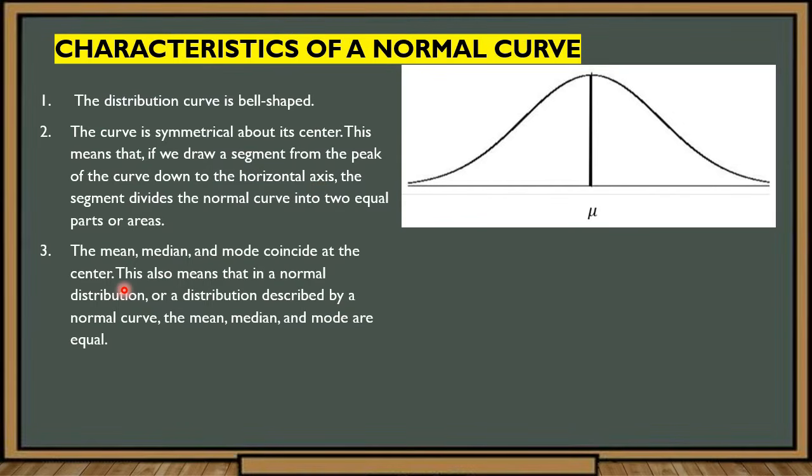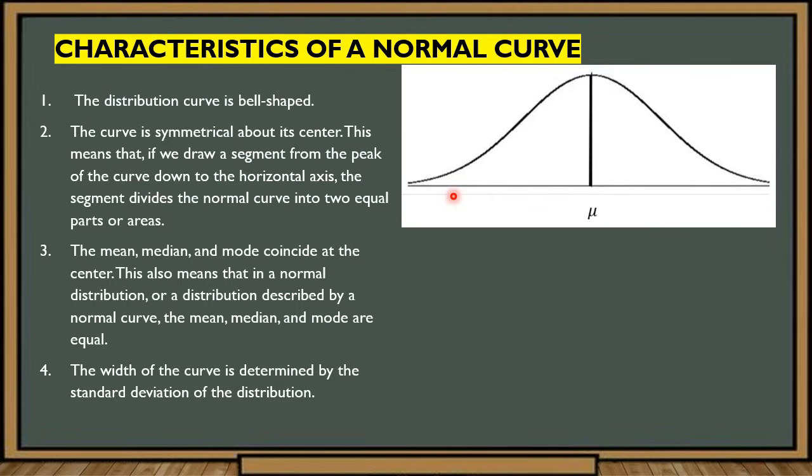Next, the mean, median, and mode, which are the measures of central tendency, coincide at the center. This also means that in a normal distribution or a distribution described by a normal curve, the mean, median, and mode are equal. So you have learned this from your junior high school, that the mean, median, and mode are measures of central tendency. And they coincide, they are found at the center of the curve. So whatever the value of the mean is, it is also equal to the value of the median or the mode, or either way.